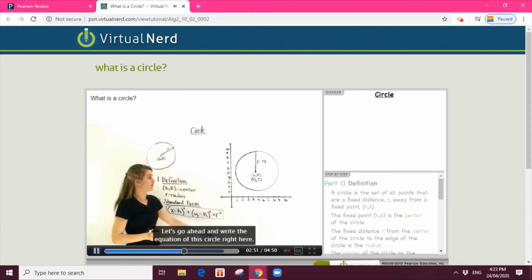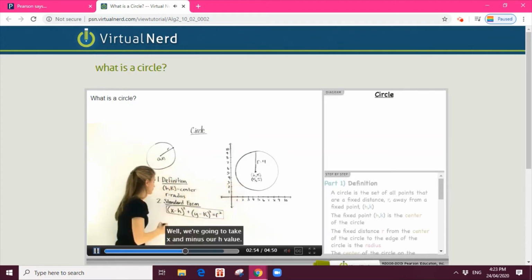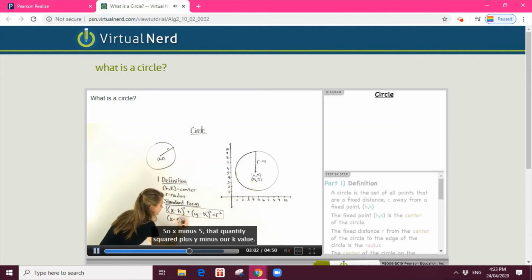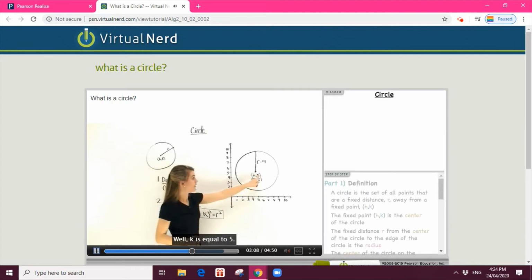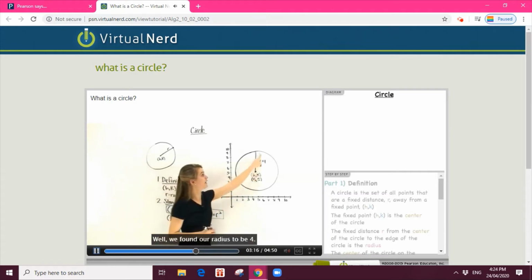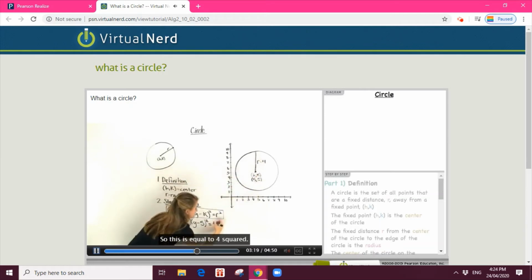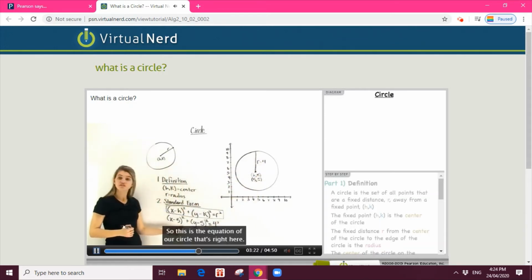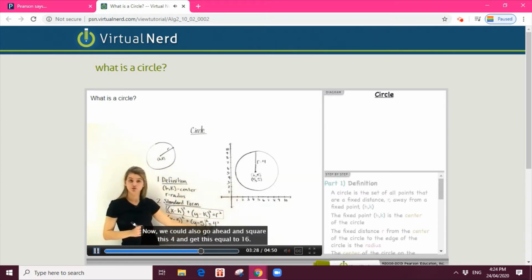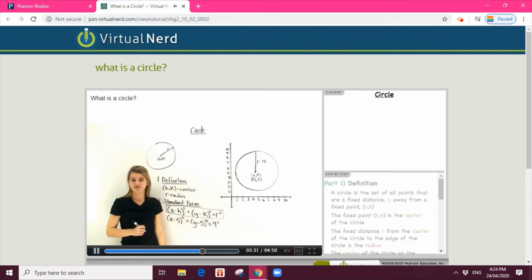Let's go ahead and write the equation of this circle right here. Well, we're going to take x minus our h value. In this case, h is 5. So x minus 5, that quantity squared, plus y minus our k value, well, k is equal to 5. So y minus 5, quantity squared, and that's equal to r squared. Well, we found our radius to be 4. So this is equal to 4 squared. So this is the equation of our circle that's right here. Now, we could also go ahead and square this 4 and get this equal to 16.